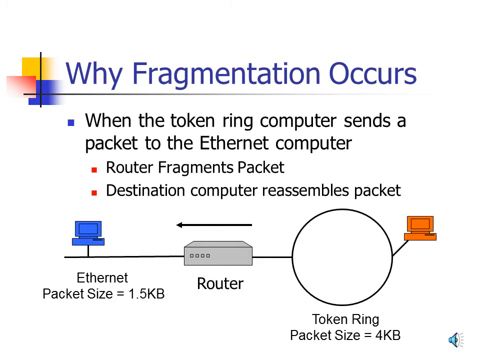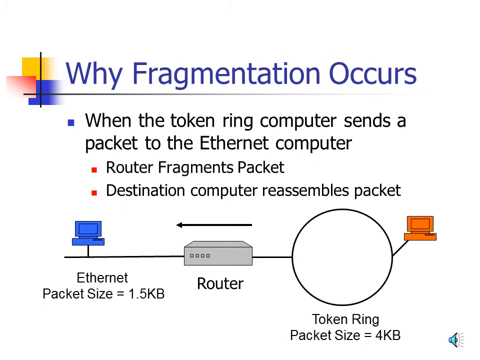The problem arises when there is a station on the token ring side that wants to send data to an Ethernet station, because in this situation, a token ring station may very well create a packet that's 4K in size. It would get to the router. The router would say, gee, I have a packet that's 4K, but I have to send it on Ethernet, and that will only accommodate 1.5K.